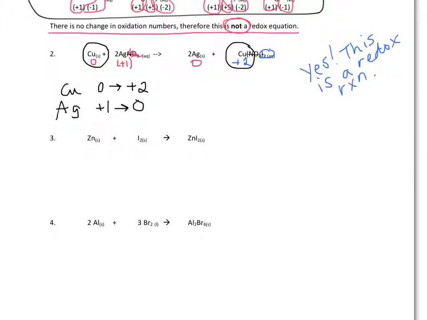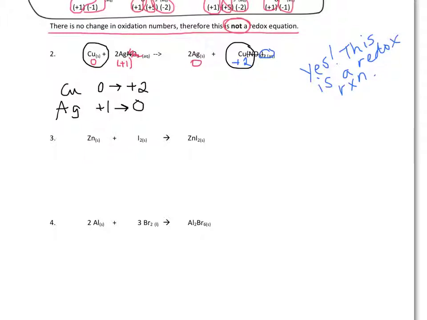Then the question asks us, if it is a redox reaction, let's identify what is undergoing oxidation and what is undergoing reduction. So let's look at copper. Copper went from 0 to +2. And what you need to ask yourself, knowing that electrons are negatively charged, did the copper have to give away electrons to go from 0 to +2, or did it have to accept some electrons to go from 0 to +2? I want you to think about that for a second.